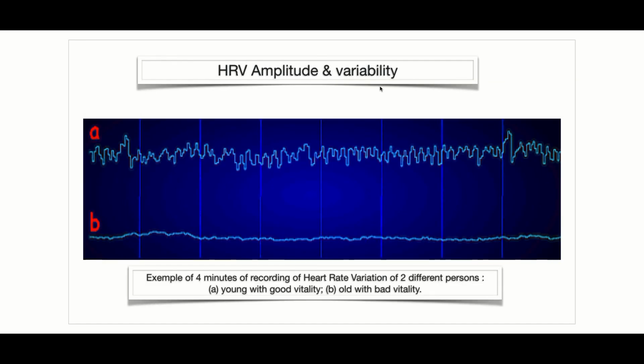In fact, first of all, to the amplitude and variability, these are two different records of HRV of two different persons. The first one is a young and healthy person. So you see there is a big amplitude in the HRV and quite a good variability. And the second one is an older person which is not healthy. And you see the HRV is completely flat. This is a 4 minute recording. Okay? So this is the first point, that normally to be healthy you have to have an amplitude in your waves and also some movement, some variability.